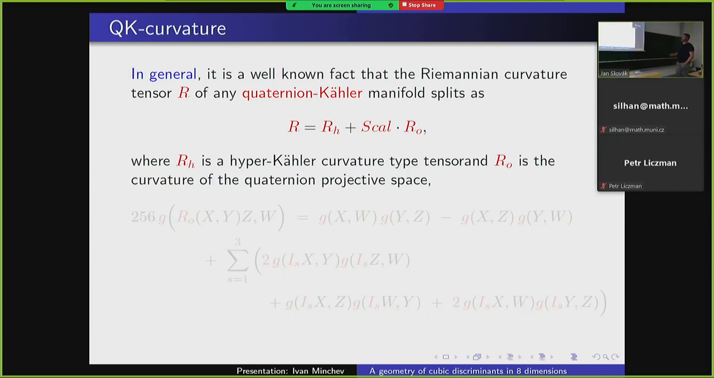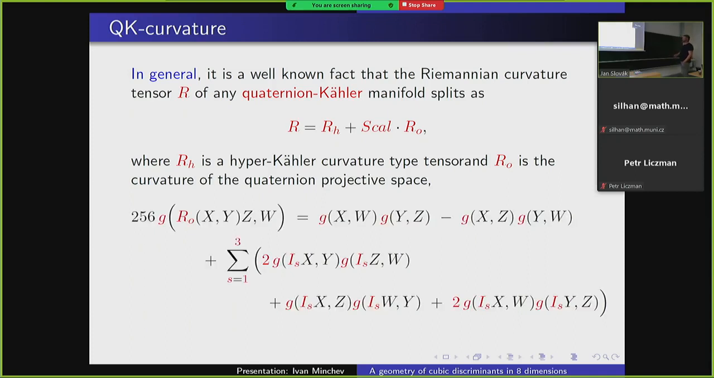One, with subscript h, is just a tensor that has the algebraic properties of a hyperkähler curvature, and the other is some fixed tensor, which is essentially the curvature of the quaternionic projective space, and it can be explicitly expressed by the metric and the local basis of almost complex structures, which I denote here by I_S. It's very well known. That's actually the way you prove that every quaternion-Kähler manifold is Einstein, because the first component has no trace and all the trace is due to this one, so you automatically get Einstein. Of course, the scalar curvature is always a constant.